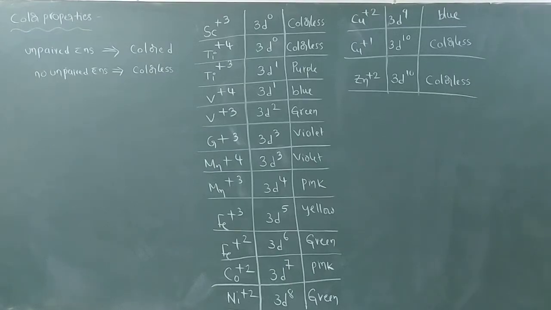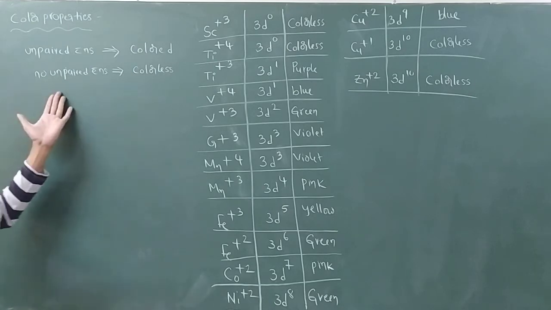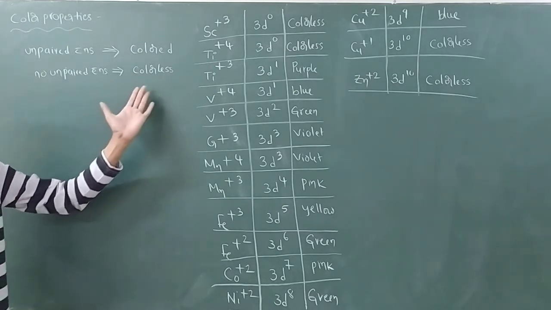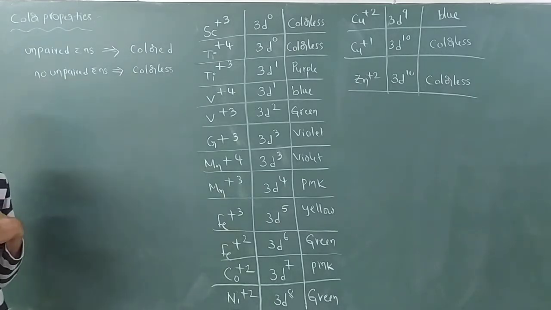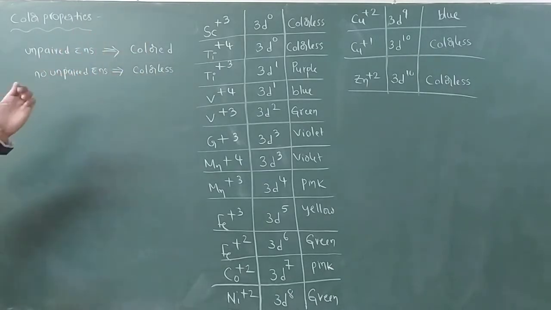Next we will see the color properties. Whenever you have unpaired electrons, the ions will be colored. Otherwise, if you don't have any unpaired electron, they are colorless in nature. Now we have taken a number of ions here. First of all, we will see why they exhibit color.